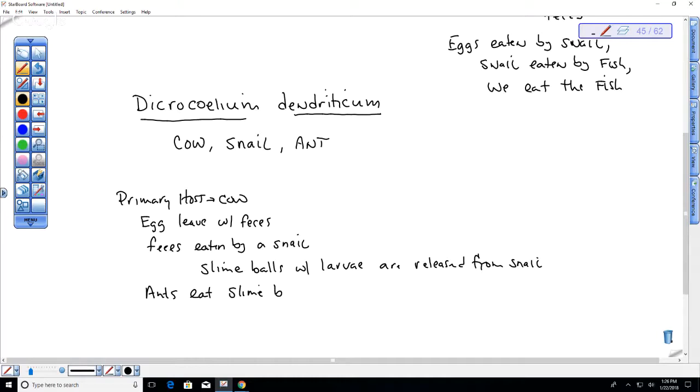So has anybody heard of this life cycle before? Okay. So how, if ants typically are down near the soil and cows are typically grazing up high, how does the ant get back to the primary host? How does this parasite increase the likelihood that it will complete its life cycle?